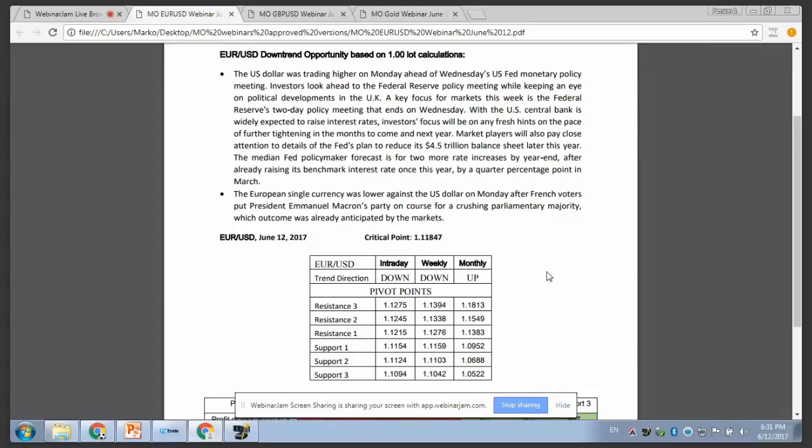price is below 1.15 in the short term, which is intraday, and as long as price is below 1.76 on the weekly basis, with support 1.1154 in intraday and 1.1159 in weekly level. On the contrary, on the monthly level, it is expected that the price of euro dollar can go up. Support level is 1.0952 and resistance level 1 is 1.1383.